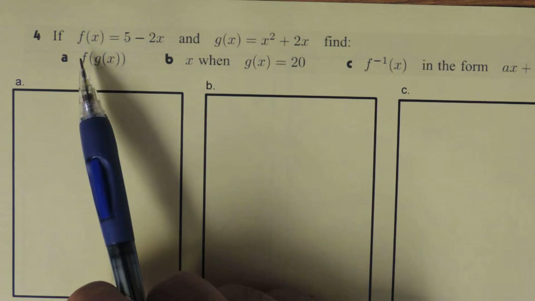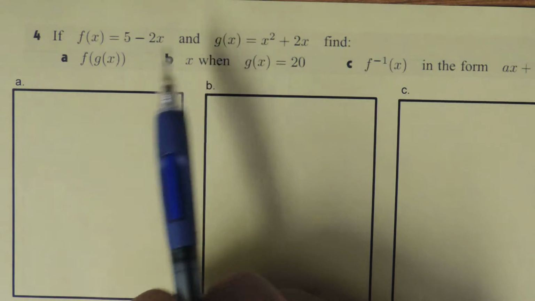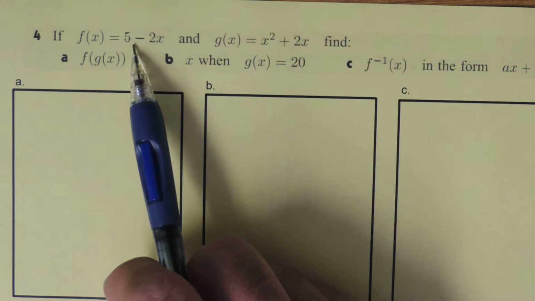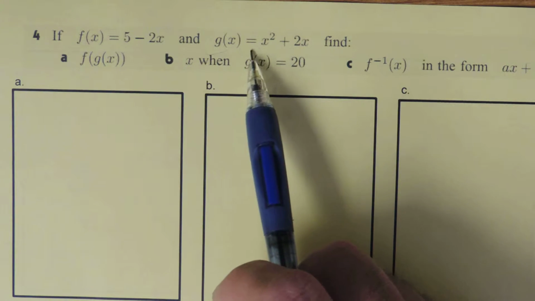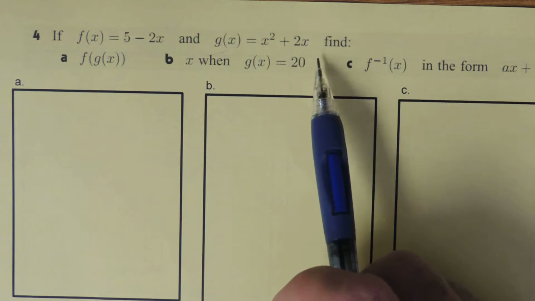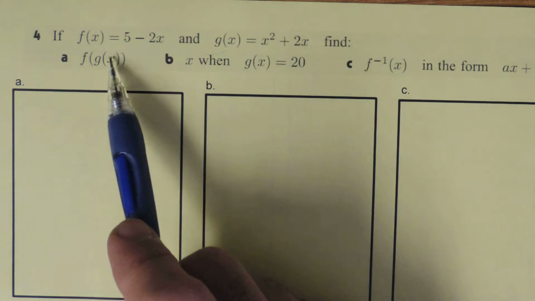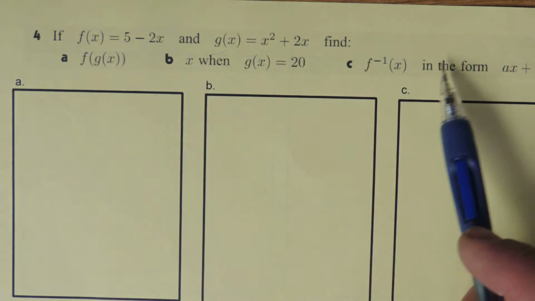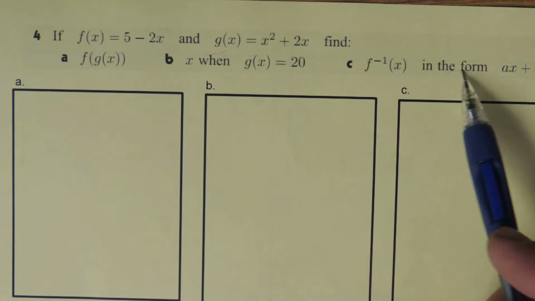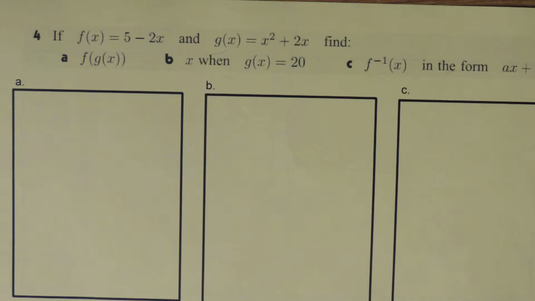Question 4 gives me two functions. If f of x equals 5 minus 2x and g of x equals x squared plus 2x, find f of g of x, find x when g of x equals 20, and find the inverse of f of x in the form ax plus b. So three different problems there, really.